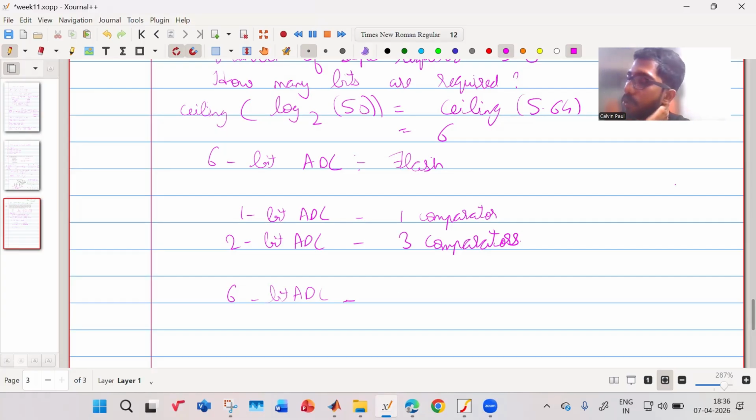What would be the formula? It would be 2 raised to n minus 1. So how much will you get? How many number of comparators do you need in that case? Yeah, you'd require 63. So you need 63 comparators.